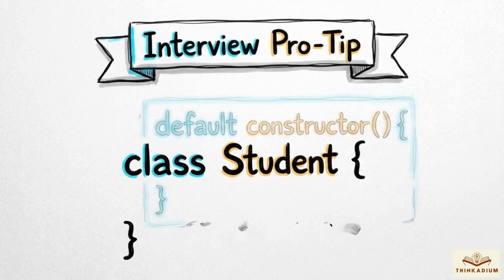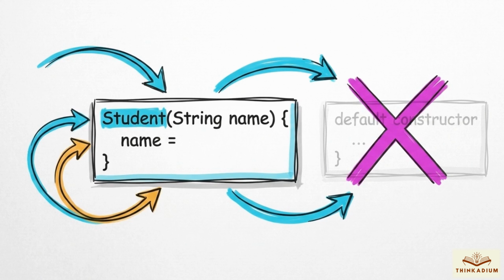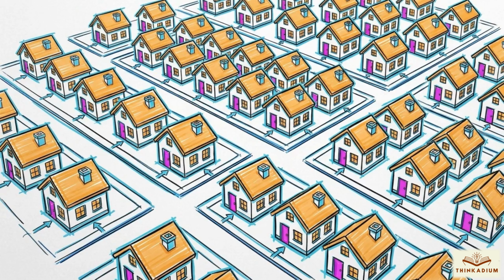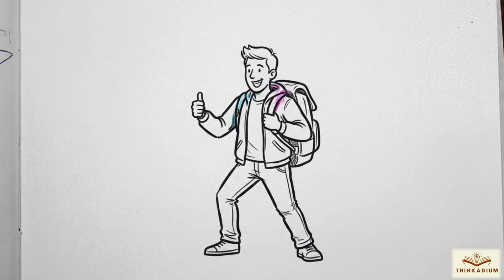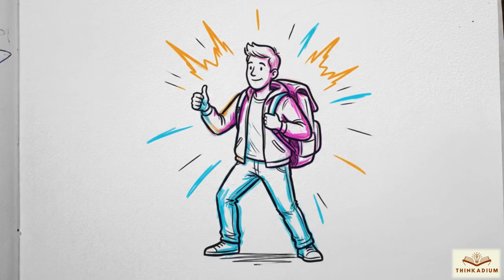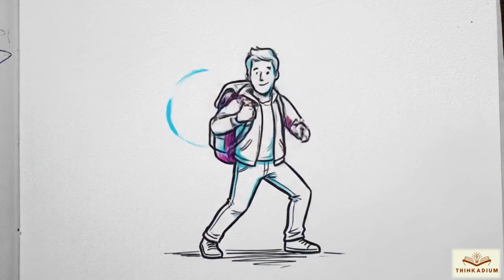Here is something to remember. If you don't hire a setup crew, Java provides an invisible, basic one for you. But as soon as you write your own custom setup instructions, Java removes that default one entirely. This ensures that every house is built exactly the way you intended. With the setup crew, no student object is created as an empty shell. They arrive fully formed and ready to be used.